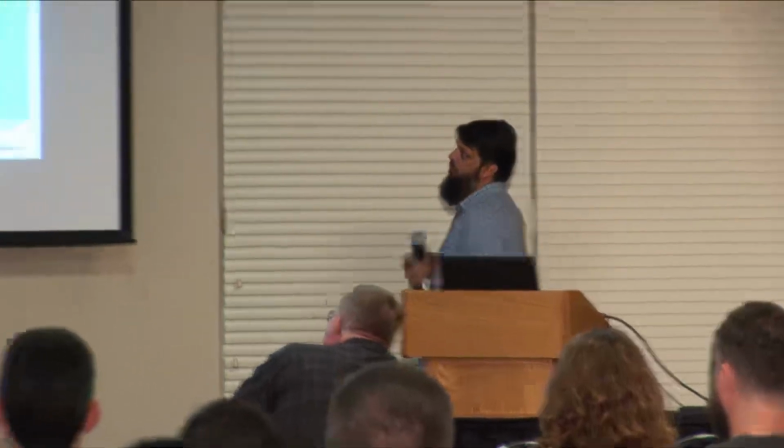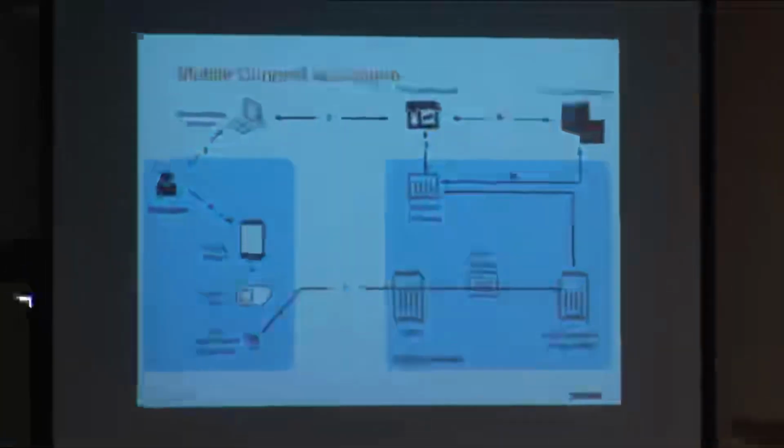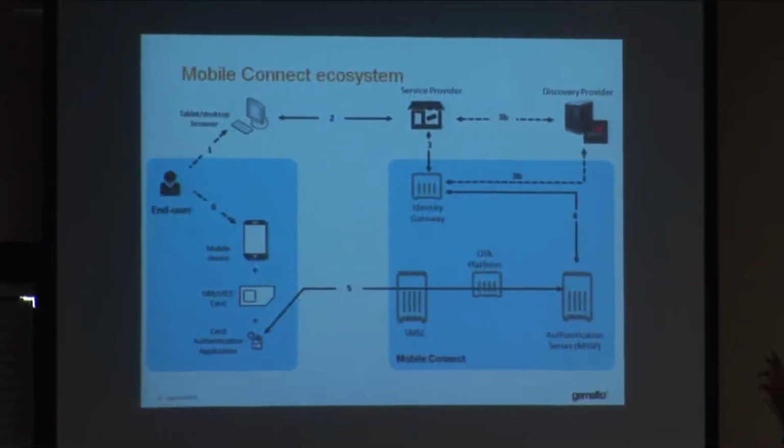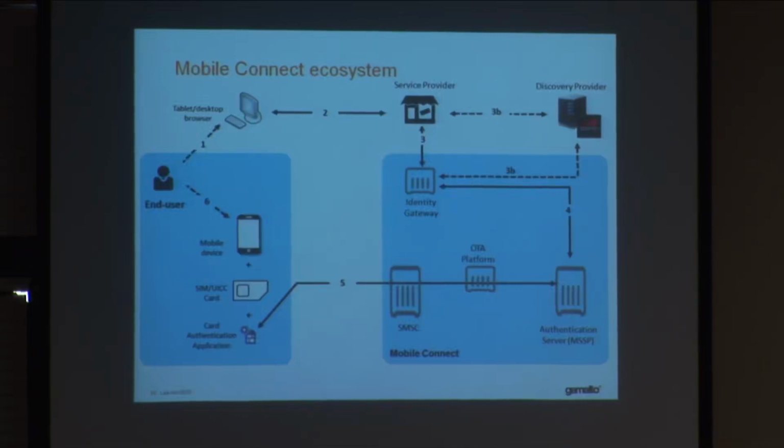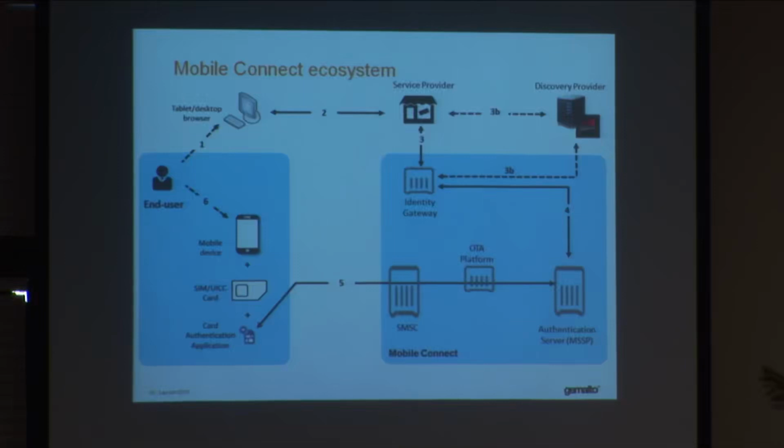So a little bit on the Mobile Connect ecosystem. Over here, on the left-hand side, is the end user domain. So we have the end user, who has his mobile phone, a SIM card on his mobile phone, and an application which is running on the SIM card. And then on the right-hand side, these are the different providers. We have the service provider, then the identity gateway or the identity provider. Then we have the authentication servers, because it supports a wide variety of authentication methods and mechanisms. So the identity provider can integrate with different authentication providers. And then there's the piece of the mobile network operator, which is the OTA and the SMSC connectors.